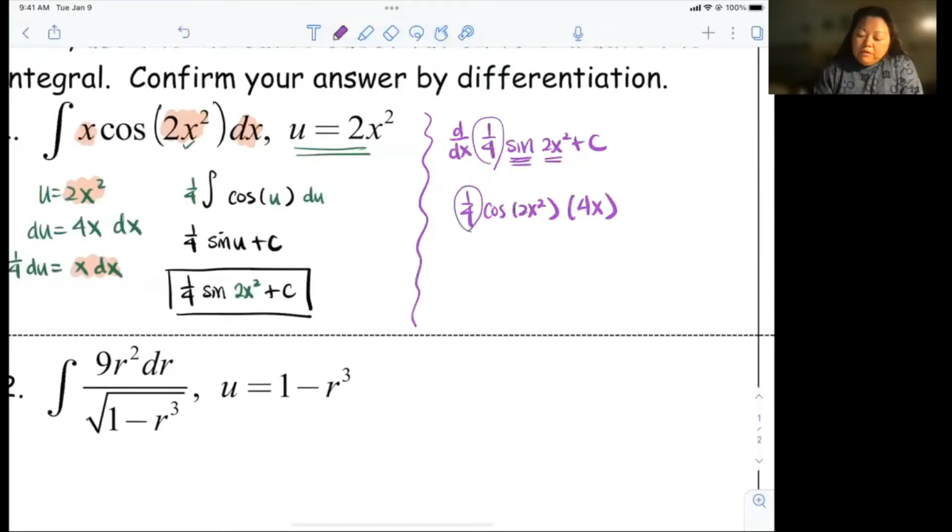You reduce out the 1/4 and the 4. You clean up. So you have x cosine of 2x squared. And that was my original antiderivative integral here, right? So this is how it works. But in order to make your check work for you, you have to know your chain rule, okay?